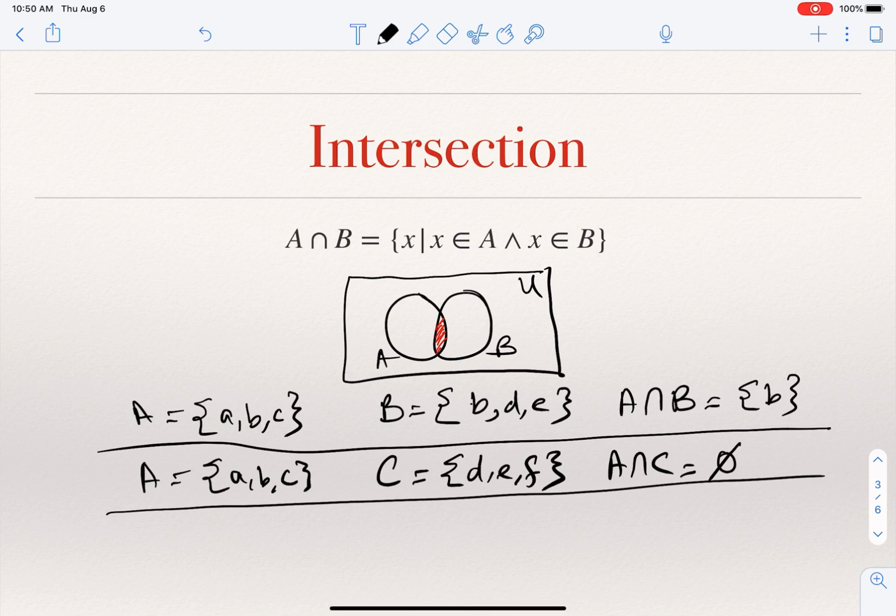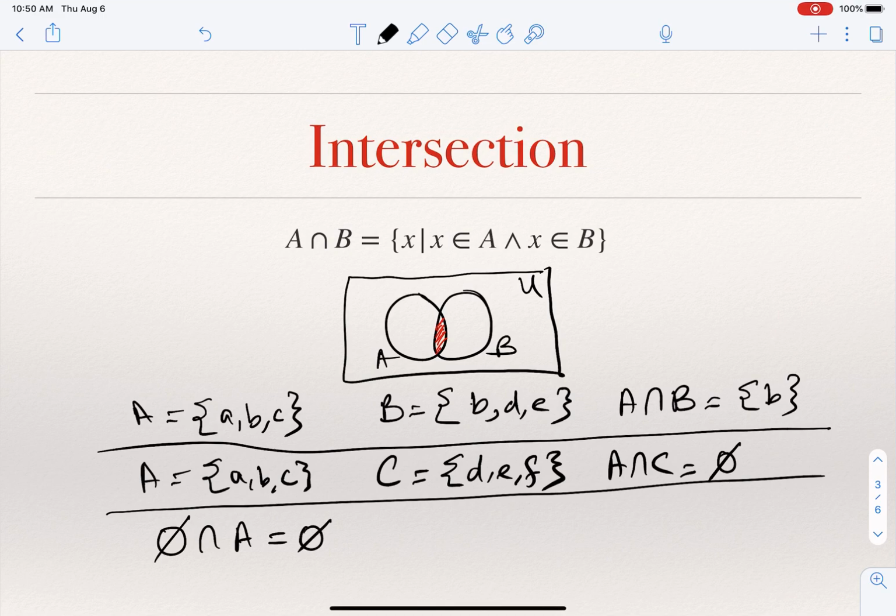In particular, if you look at the intersection of the empty set with set A, no matter what A is, you will find that there are no elements that can be both in A and the empty set because the empty set has no elements. So this is always empty.